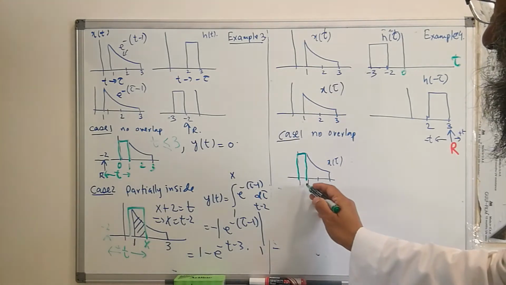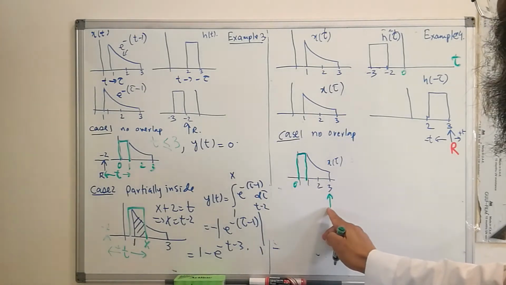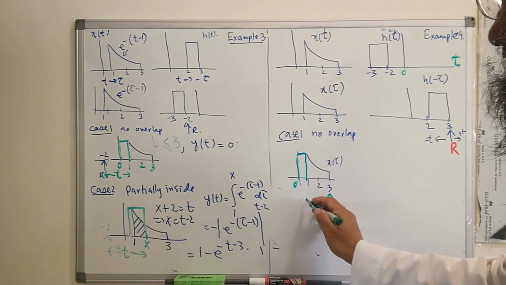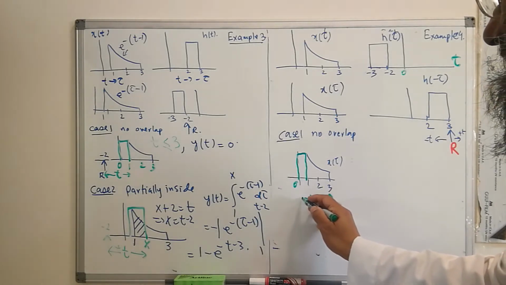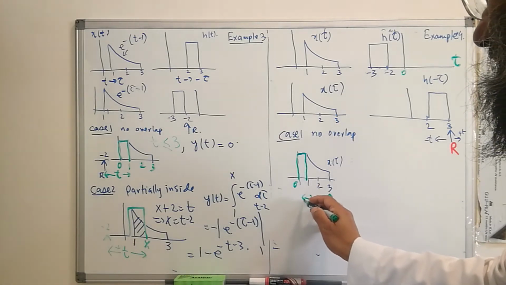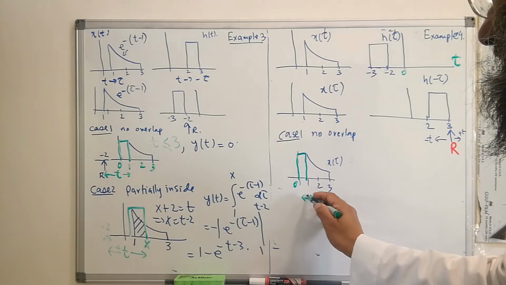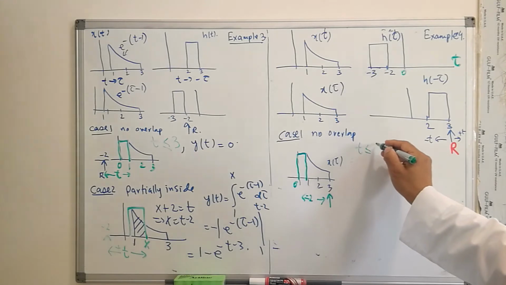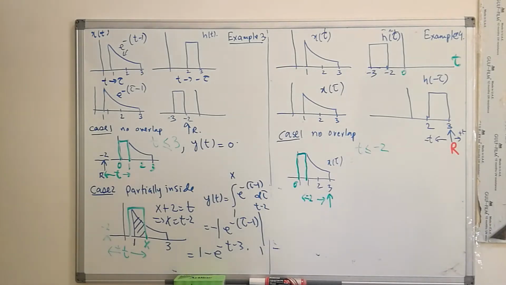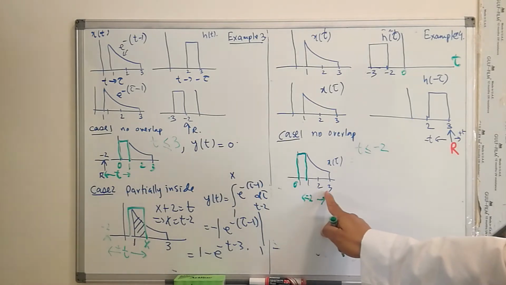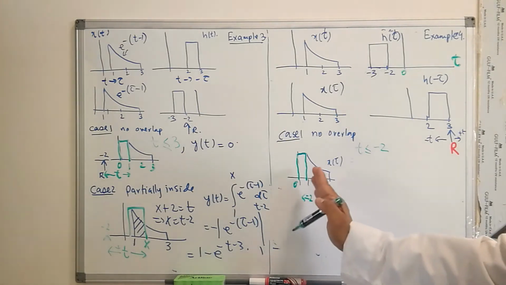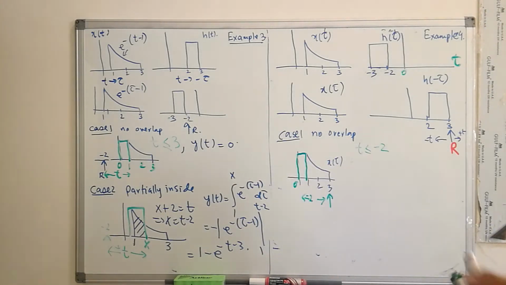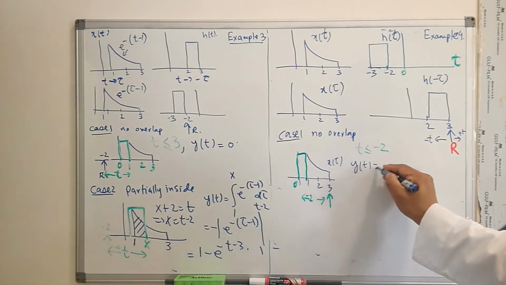So in order to move my pulse from 3 to 1, I have moved minus 2 on this side. So this is minus 2. So if t is less than minus 2, which is this point, so 3, 2, and then 1, I have moved 2 seconds on this side. I have no overlap, so my y of t will be equal to 0.